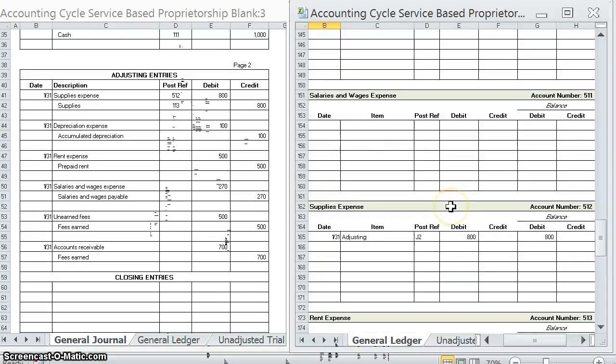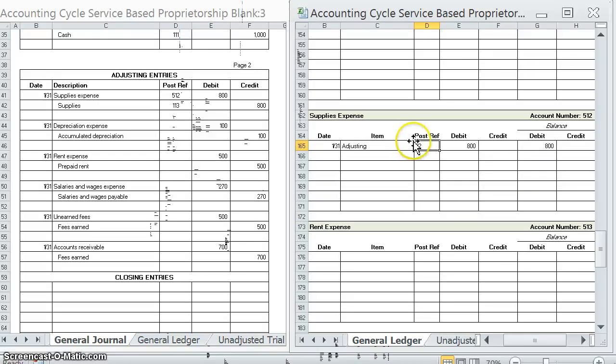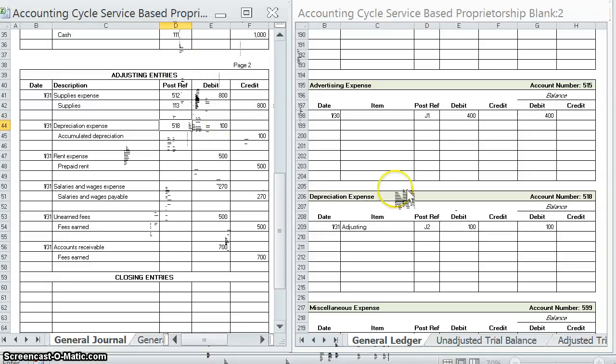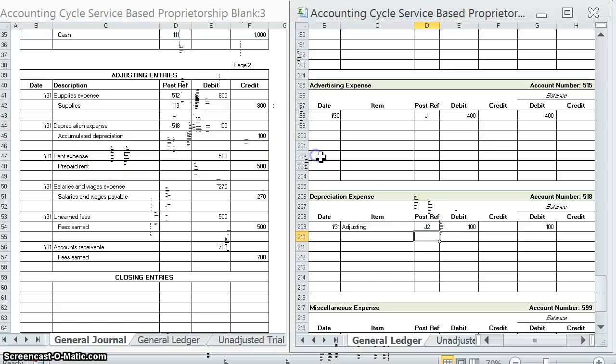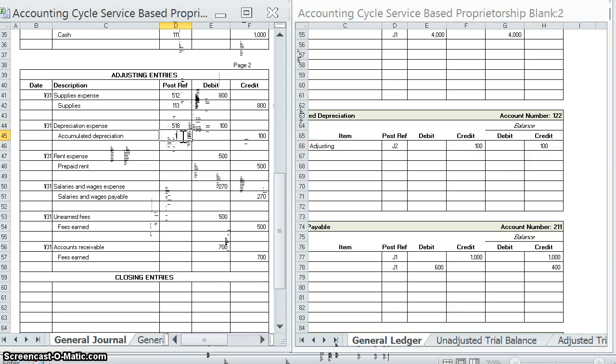Let's scroll down, depreciation, where are you? There you are. On the 31st, it's an adjusting entry, J2. And we debited it for 100, so we have a $100 balance there. All right, next, accumulated depreciation, contra asset, so it should be up with the assets, there it is. All right, accumulated depreciation on January 31st, adjusting entry, second page of the journal. We credited it by 100, so we have a credit balance of 100 and posted.